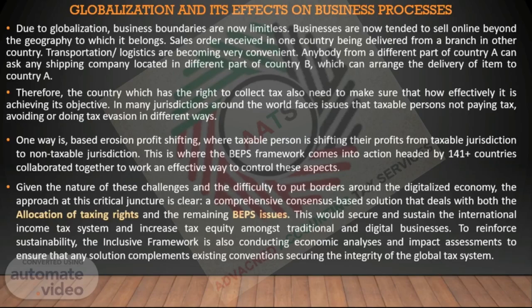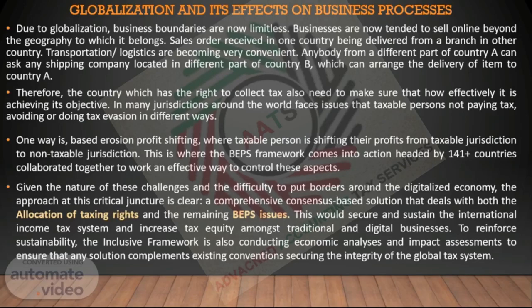achieving its objective. Many jurisdictions around the world face issues where taxable persons are not paying tax, avoiding it, or doing tax evasion in different ways. One way is base erosion and profit shifting, where a taxable person shifts their profits from a taxable jurisdiction to a non-taxable jurisdiction. This is where the BEPS framework comes into action, headed by 141 plus countries that collaborated together to work out an effective way to control these aspects.